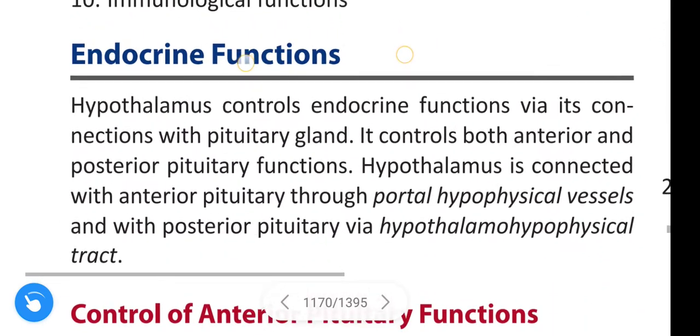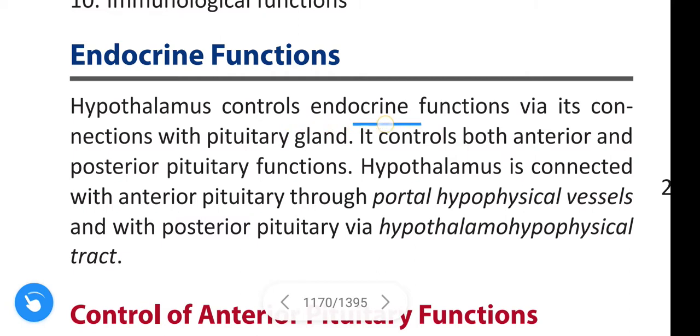First, endocrine function. Hypothalamus controls endocrine functions via its connection with pituitary gland. It controls both anterior and posterior pituitary function. Hypothalamus is connected with anterior pituitary through portal hypophyseal vessels and with posterior pituitary via hypothalamo-hypophyseal tract. Remember guys, anterior pituitary through vessels and posterior pituitary through tract.